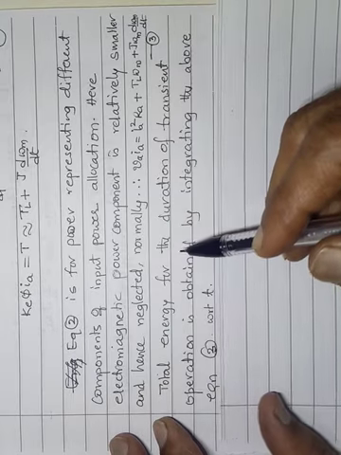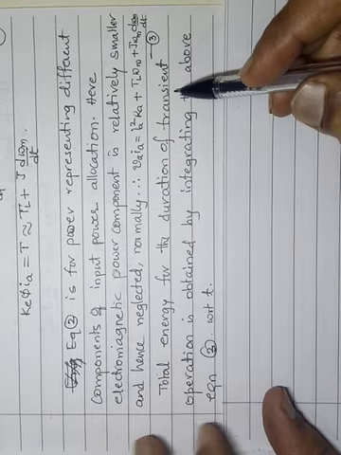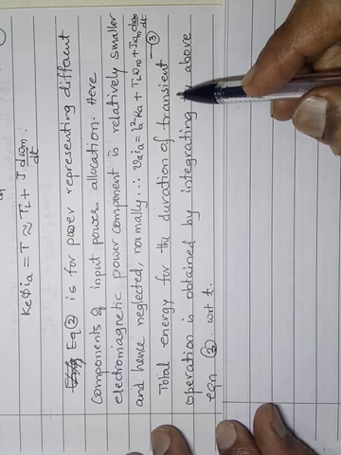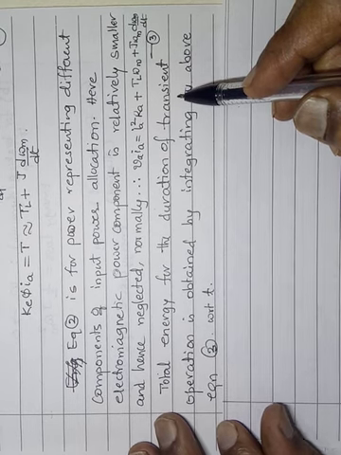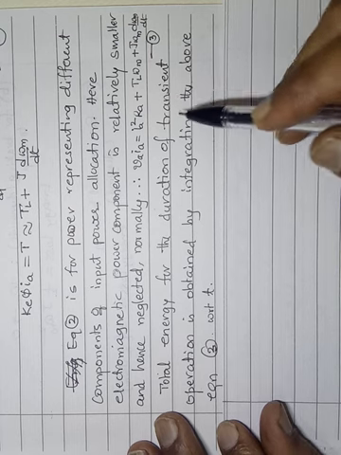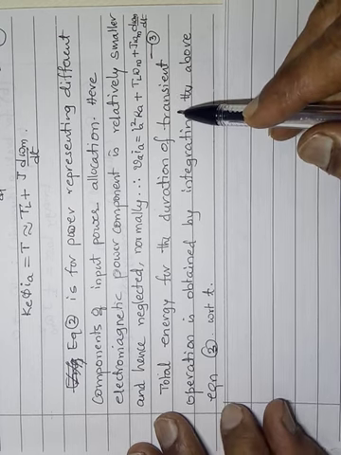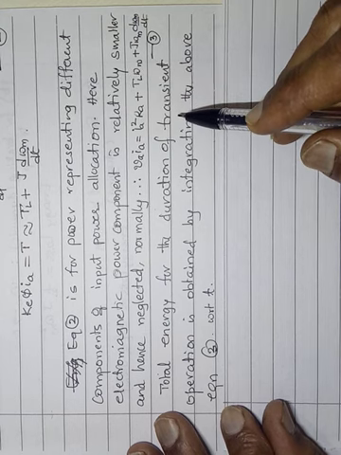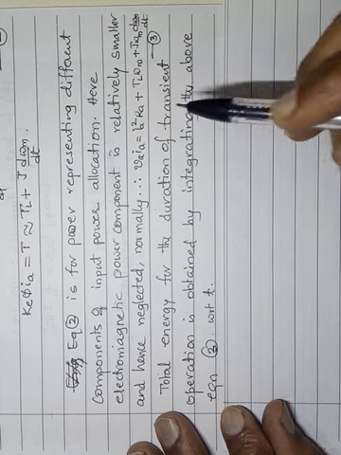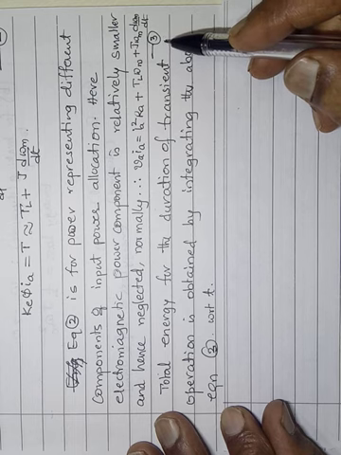Now, the total energy for the transient operation. We have some duration, some interval over which the transient operation takes place. In that interval, what is the amount of energy lost? We can find that by using this equation 3.